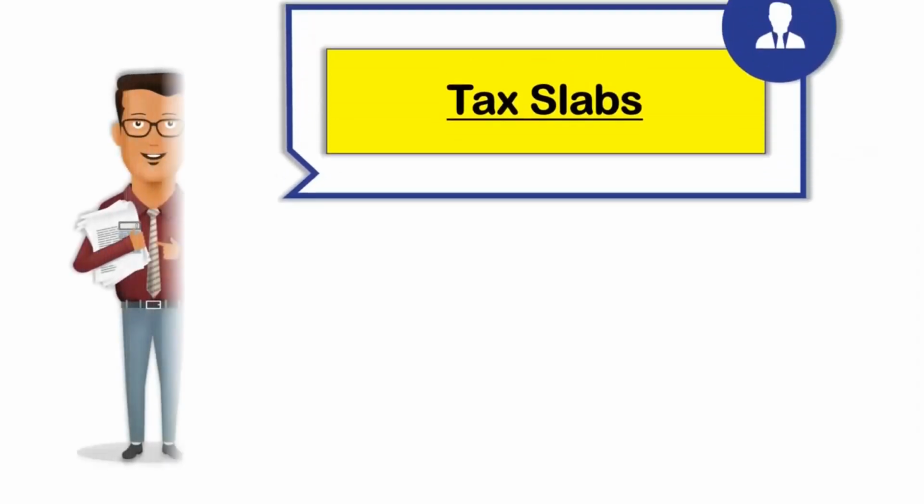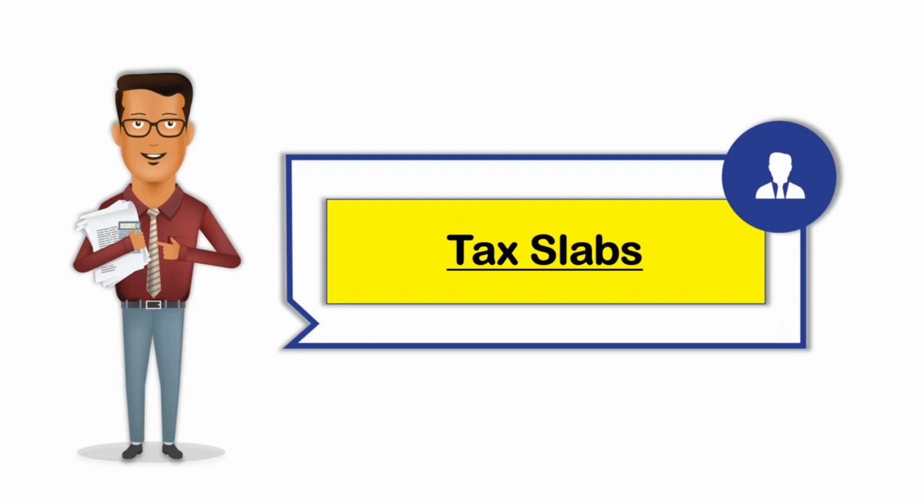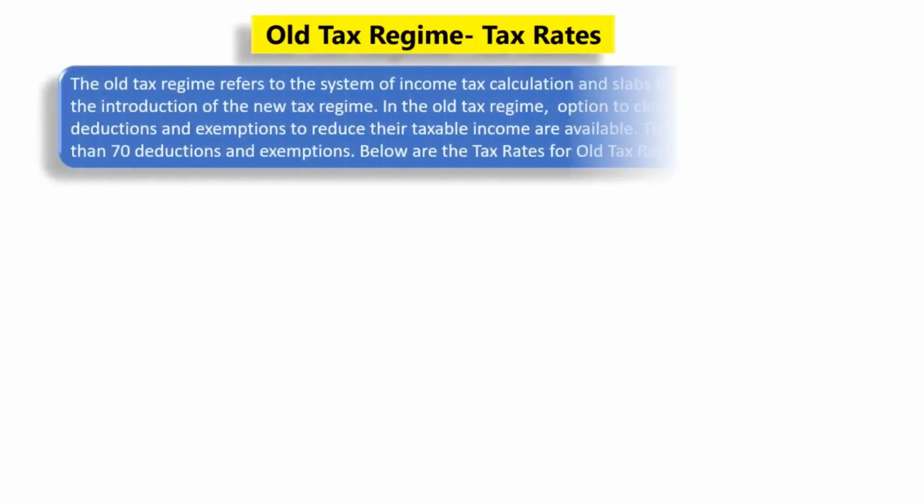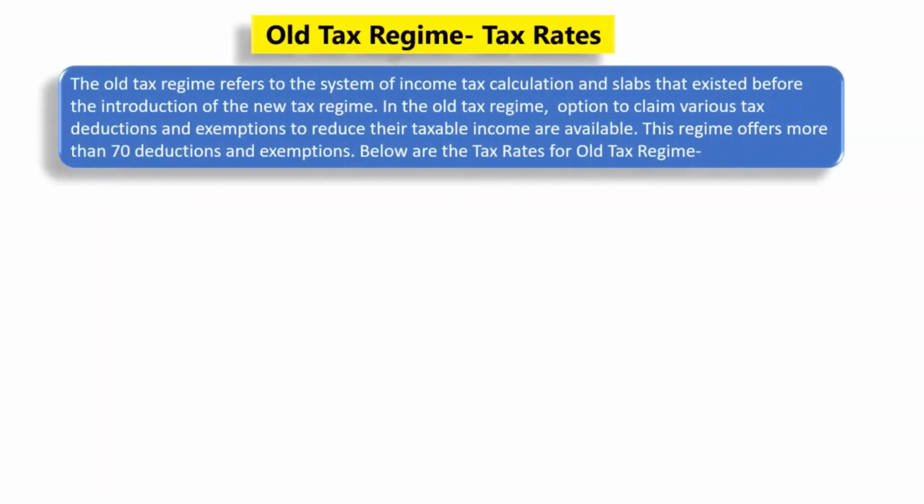Let us first check the tax slabs which are applicable in the old tax regime. Old tax regime refers to the system of income tax calculation and slabs that existed before the introduction of the new tax regime. In the old tax regime, individuals have the option to claim various deductions and exemptions to reduce their taxable income. This regime offers more than 70 deductions and exemptions.